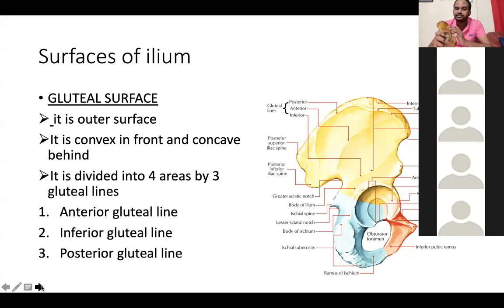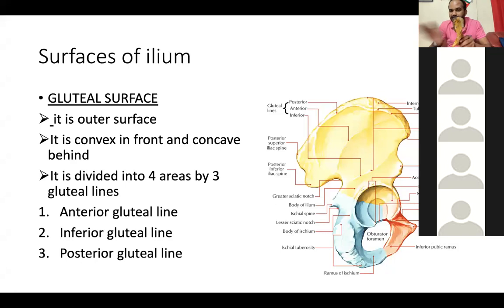The lateral surface, this lateral surface is also called the gluteal surface. Now you are seeing on the slide, this is the lateral surface. This is the acetabular fossa and this is the ilium. So on the ilium, the lateral surface of the ilium is also called the gluteal surface. Next, it is the outer surface. Yes, absolutely, it is the outer surface.